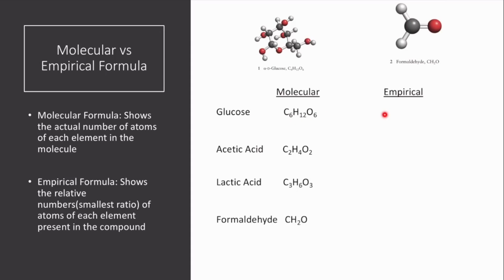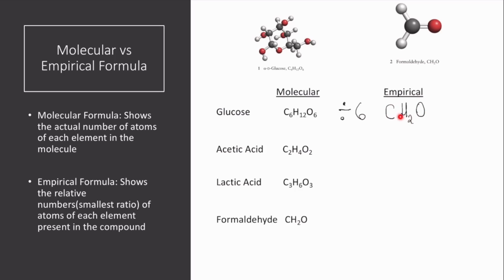Next, let's define the empirical formulas for these molecular formulas. As a first example, we have glucose with this molecular formula. So we have 6 moles of carbon, 12 moles of hydrogen, and 6 moles of oxygen. So we need to divide all of these by the same greatest common divisor, which in this case is 6. After dividing by 6, we get 1 mole of carbon, 2 moles of hydrogen, and 1 mole of oxygen. And this becomes the empirical formula of glucose.